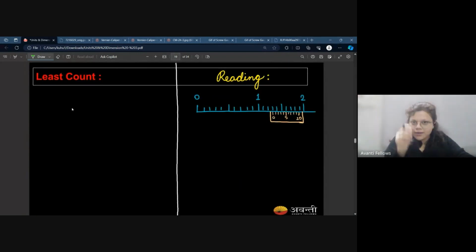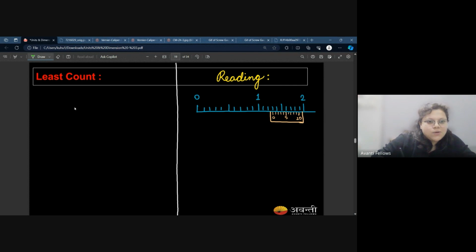Least count is the smallest measurement that any scale or measuring device can make. For example, 0.1 centimeter is the least count of an ordinary scale. That is the smallest distance which you can measure completely and accurately with that ordinary scale. That is 0.1 centimeter. So least count is that number. Are you understanding? Are you getting the idea of least count? What is it?